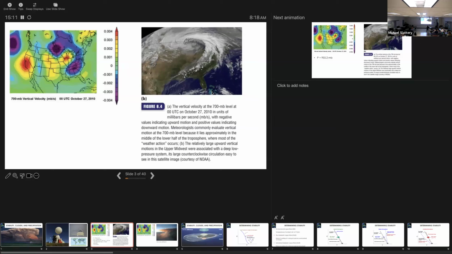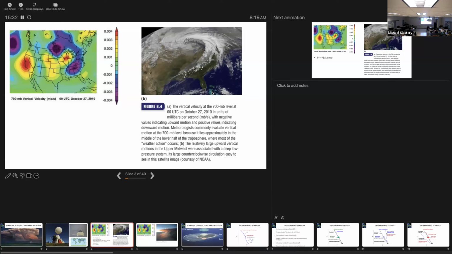So we've got 3 big purple blobs at 700 millibars. We've got one off the Pacific Northwest, and that's around the corner, you can't see it. And then there's a lot of vertical uplift here and a lot of vertical uplift in the center of the low. Right? That's air going up quickly. Does that make sense?